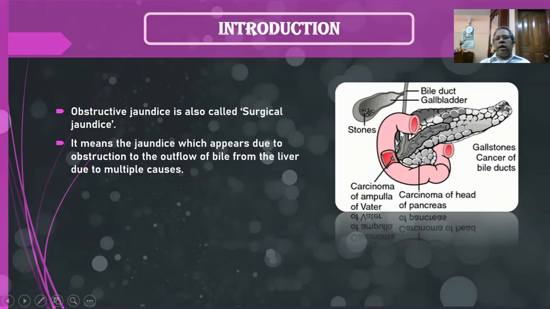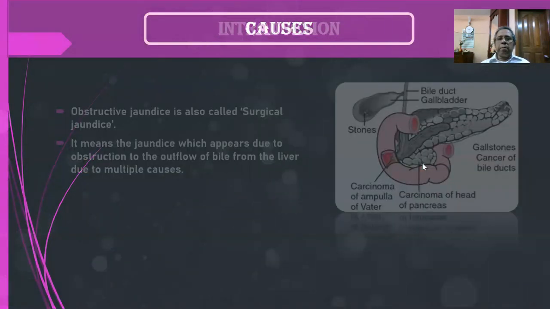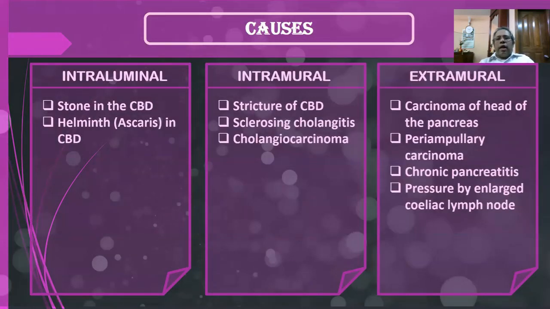So there is a picture: stones, this is the bile duct, this is the gallbladder, this is a carcinoma of the ampulla of Vater, carcinoma of the head of the pancreas here, and carcinoma of the common bile duct. These are the multiple causes of obstruction. The causes are divided into three parts. The lesion that develops within the lumen is called intraluminal. If the cause lies in the wall, it is intramural, or the lesion is outside the lumen and compresses the lumen from outside, the extramural cause.